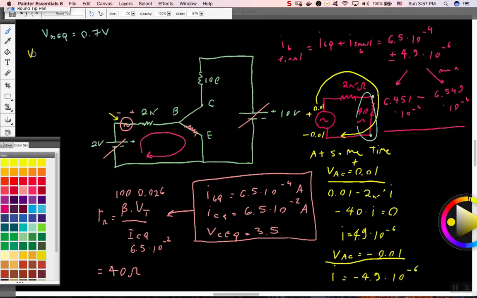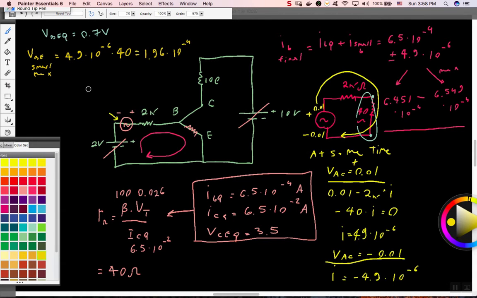So the small signal, even the 6 is wrong, the small signal is 4.9 10 to the minus 6. So VBE small max is 4.9 10 to the minus 6, the maximum IB current, times 40. So the current goes through a 40 ohm resistor: 4.9 10 to the minus 6 times 40. It comes out to 1.96 10 to the minus 4.